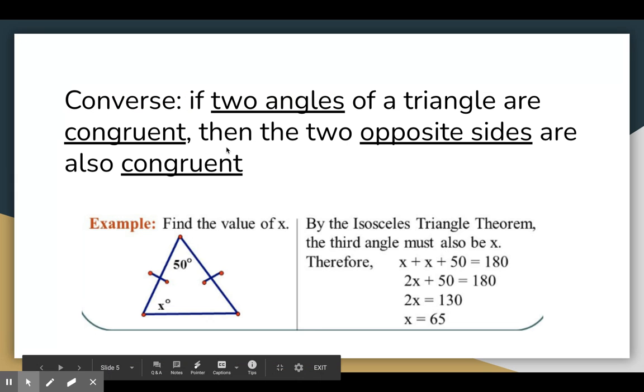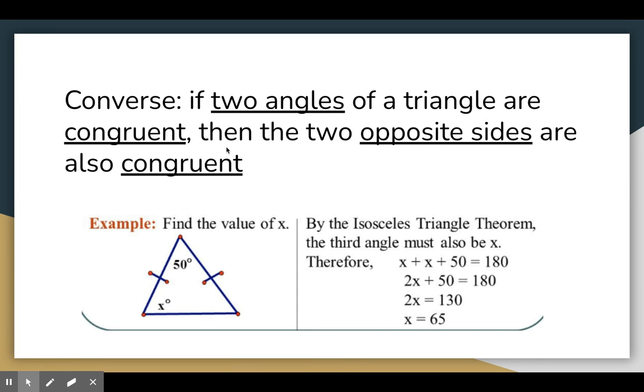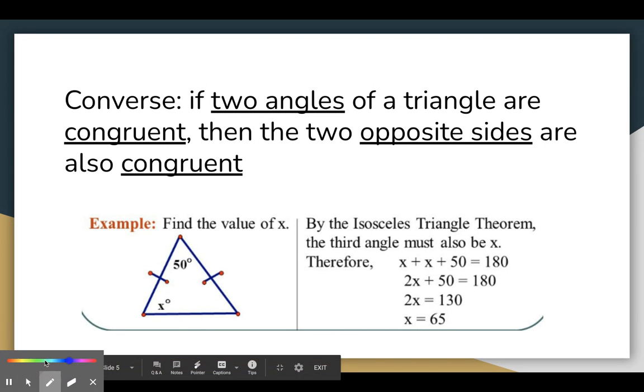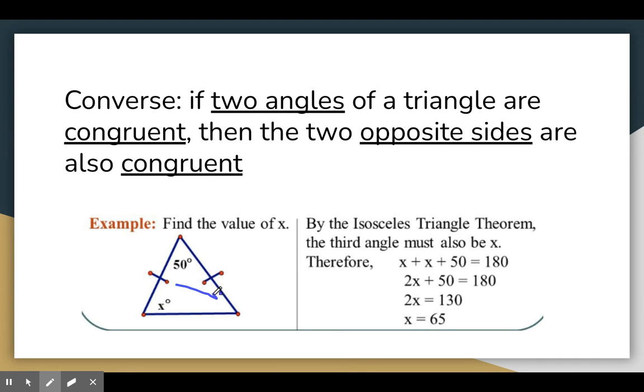And the converse, shout out to chapter 3: if two angles of a triangle are congruent, then the two opposite sides are also congruent, right? So again, here we see we have two equal sides. That means these have to be congruent to each other. And if this one has been labeled x, if these two are congruent to each other, that means this one also has to be x, right?